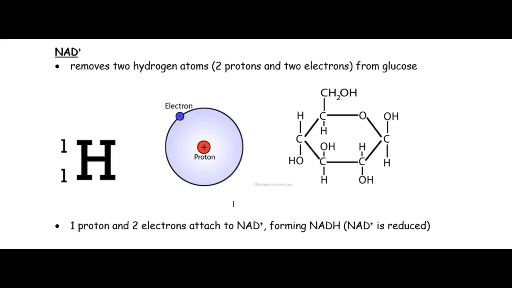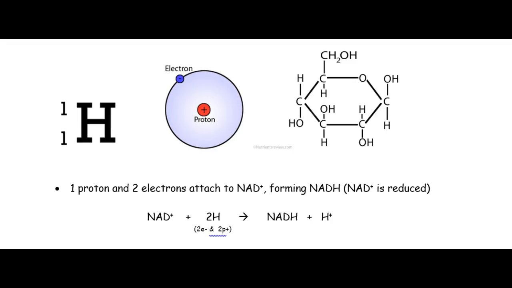So what happens to them? Well, NAD+ ends up grabbing 1 of the protons and 2 of the electrons, and that inevitably ends up producing a molecule of NADH, and that's just the reduced form of NAD+. So we've reduced the charge on NAD+ by adding in the proton and 2 electrons. Let's look at this in a little bit more depth.